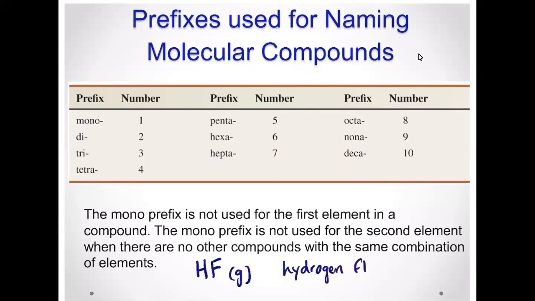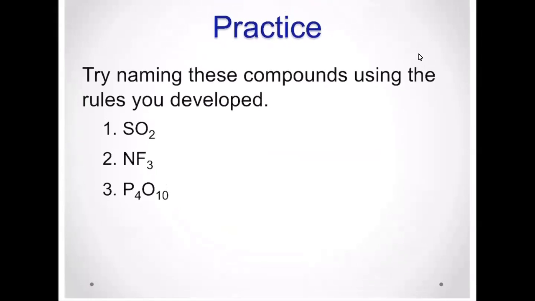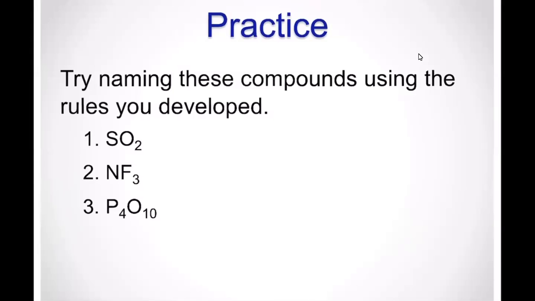hydrogen fluoride. So this happens with the halogens. So HCl, HI, HBr. You don't need to use mono in front of the second element. So let's do a few of these. Try naming these compounds using the rules.